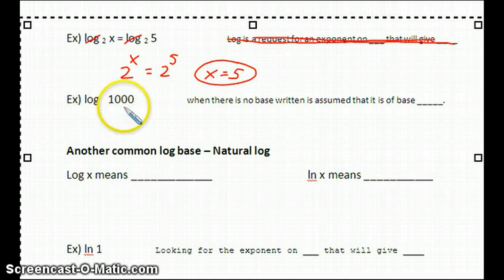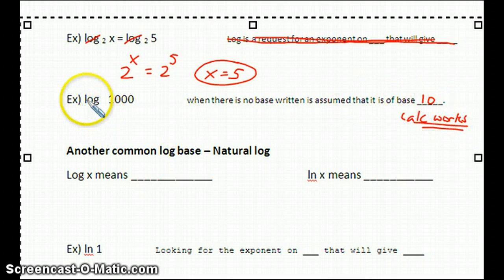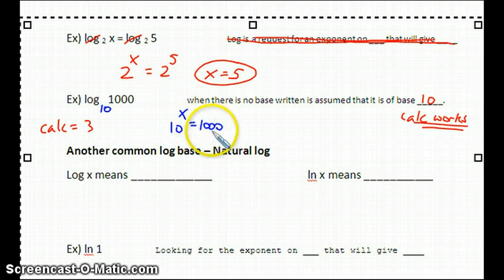Look at this next one. This one doesn't have a base. Notice this just says log of 1,000. When there is no base, it's assumed to be base 10. And this is how your calculator works. Your calculator works in base 10. So if you were to type in your calculator log of 1,000, your calculator would give you a 3. Well, how did they get that? What they did is they wrote this as log base 10 of 1,000. So they're saying 10 raised to some power has to be 1,000. Well, 10 raised to the third power is going to give me 1,000. So that's how they got 3.